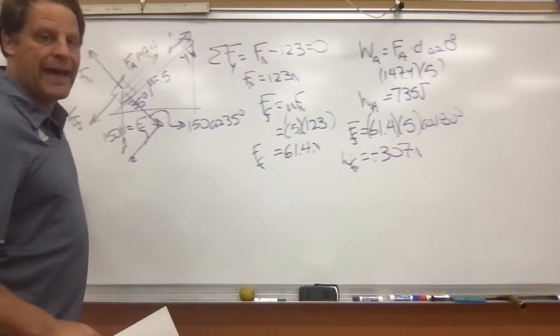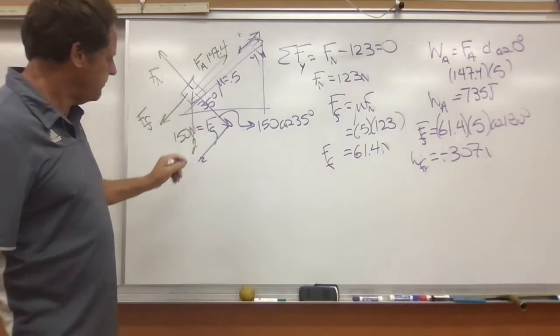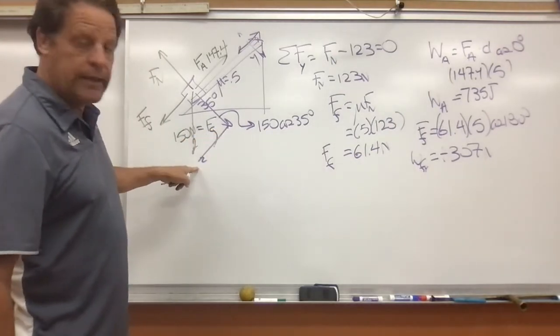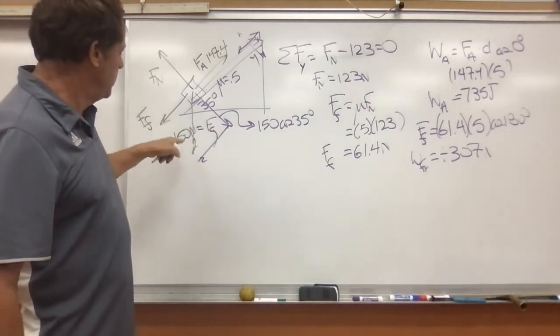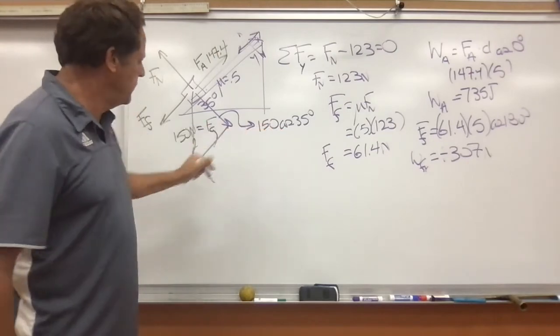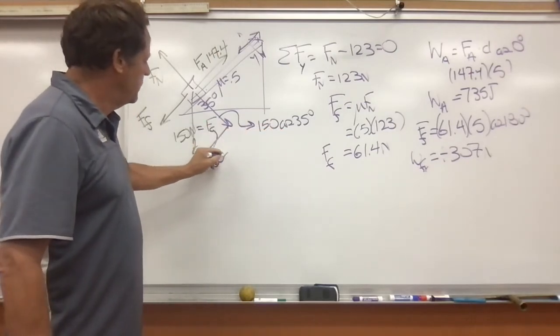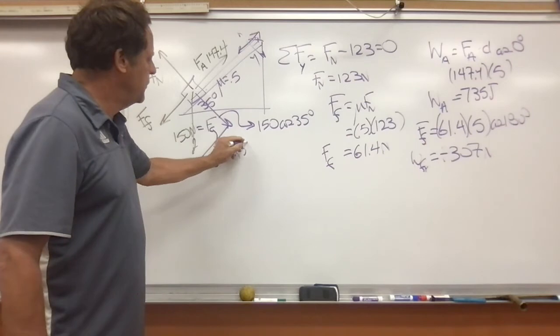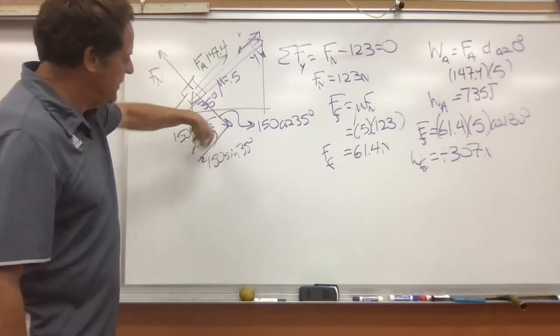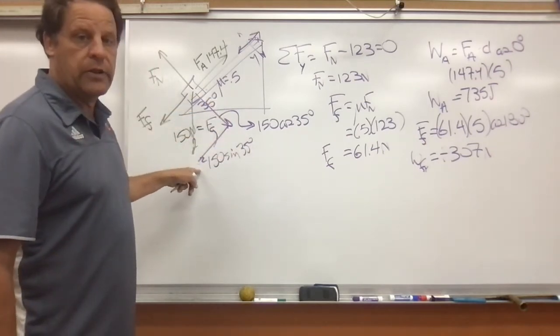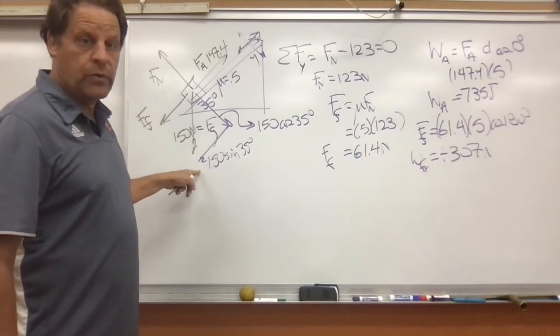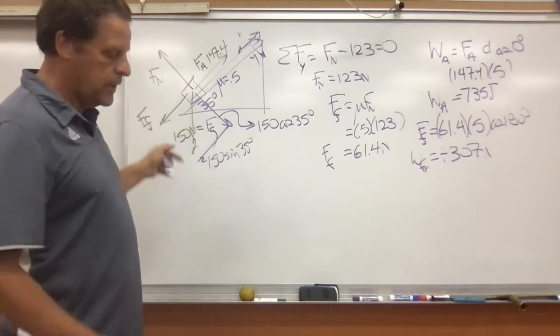But what we have here is this component right here, which is not 150 times cosine 35, it's 150 times the sine of 35 degrees. And we can see that is the direction that the force of gravity would be operating when we're going up the ramp.